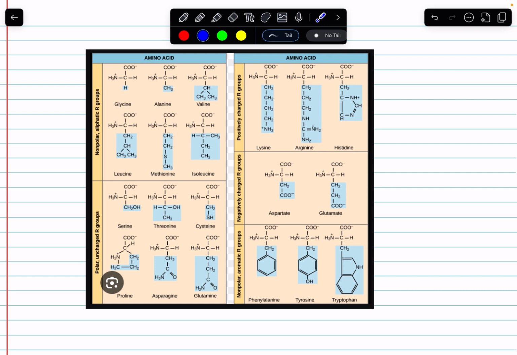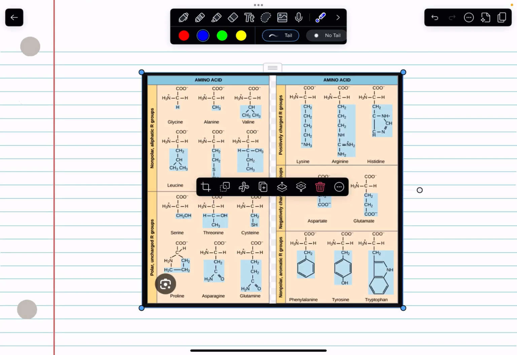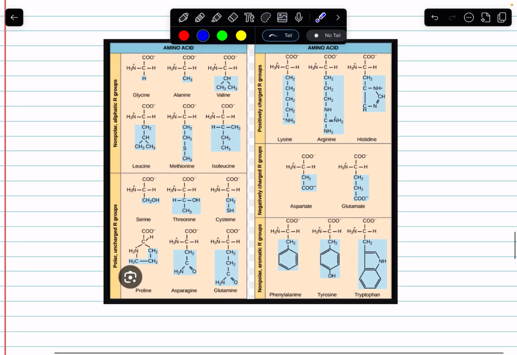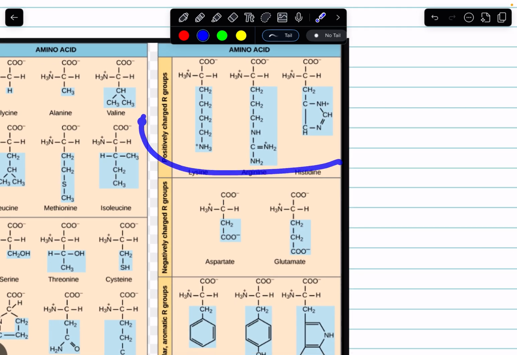Now, what's important for you at this point is to be able to recognize different structures in these R groups, different functional groups in the R groups, and then be able to tell why that R group or that functional group contributes to the type of amino acid that you see, right? So let's do that. Let's use these ones here.